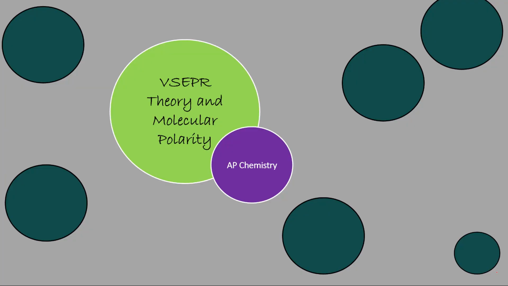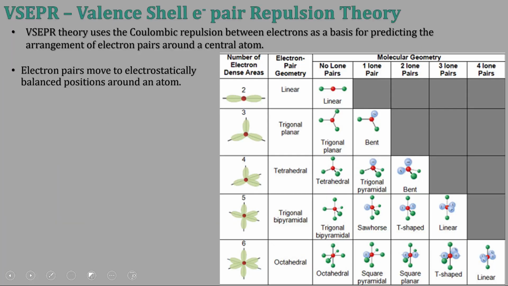Hey guys, this video is going to be about VSEPR theory and molecular polarity. VSEPR theory stands for valence shell electron pair repulsion theory, and it uses Coulombic repulsion, so Coulomb's law, between electrons as a basis for predicting the arrangement of electron pairs around a central atom.